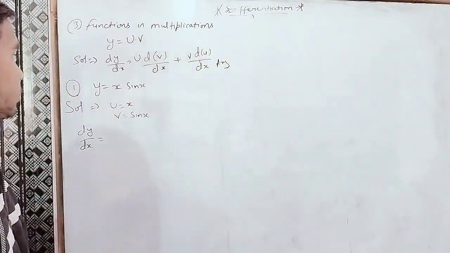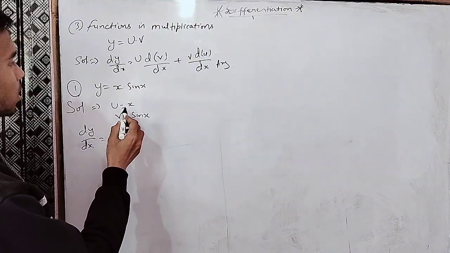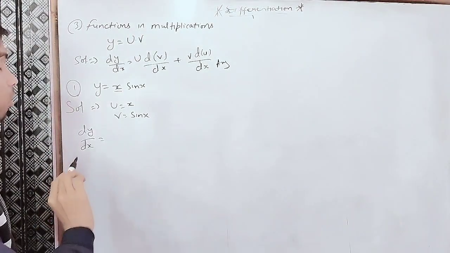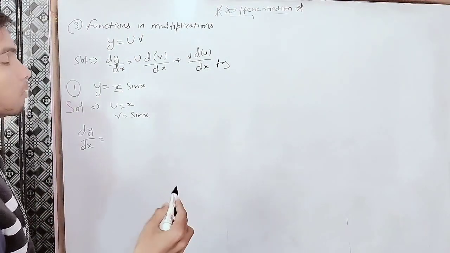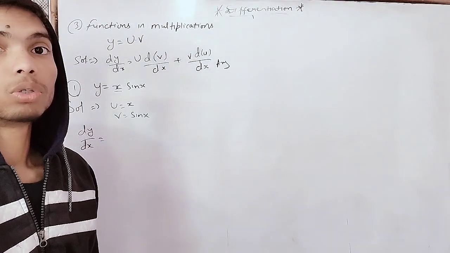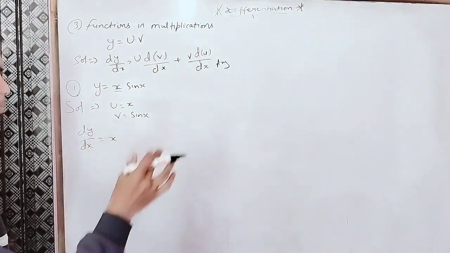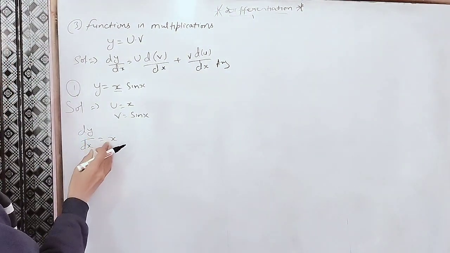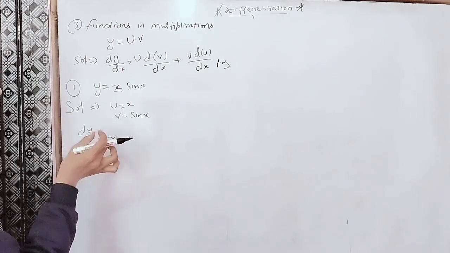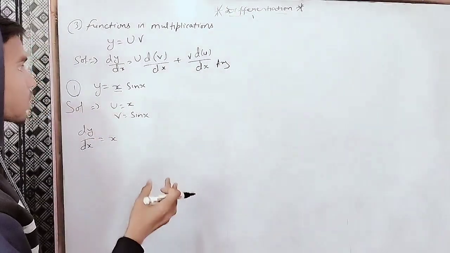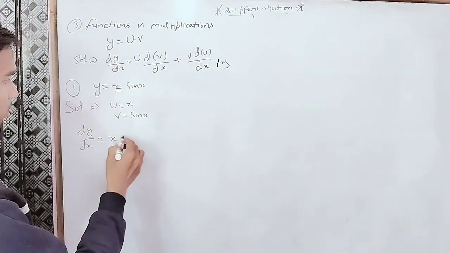Let's solve it together. First of all, we will take x, but we want to do differentiation of x only. We will put x. Next, whatever we take, next we will do differentiation.